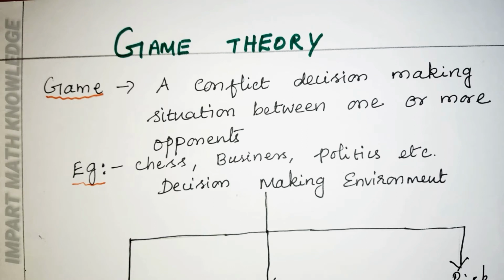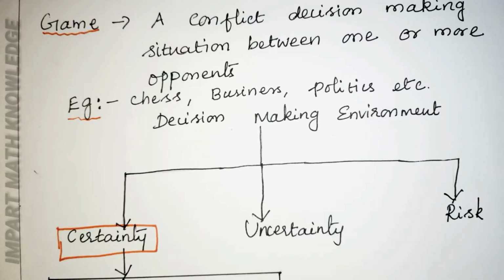This video is about some basic concepts of game theory. A game is a competitive situation between one or more opponents. Examples: chess, business, politics, etc. In our day-to-day life, wherever a conflict situation arises, we are in a position to take decisions.